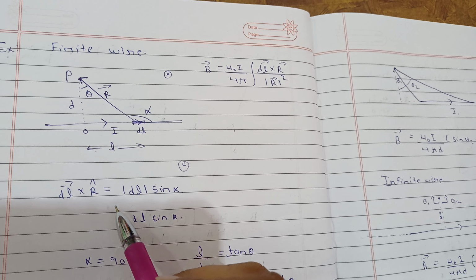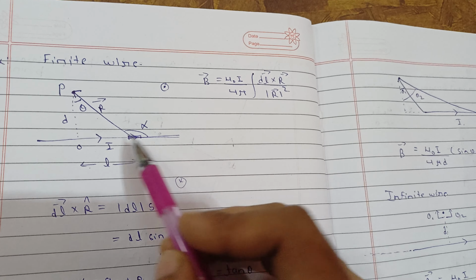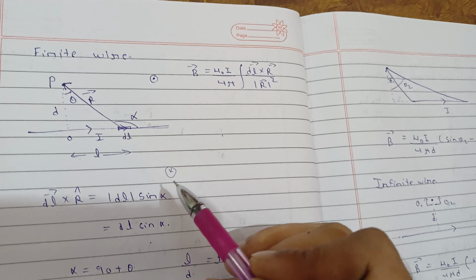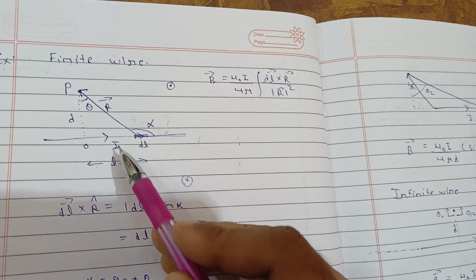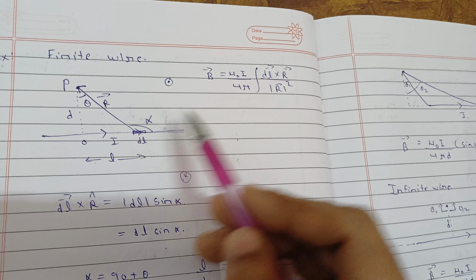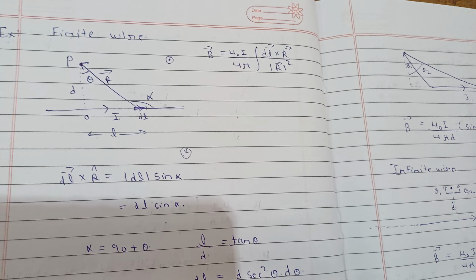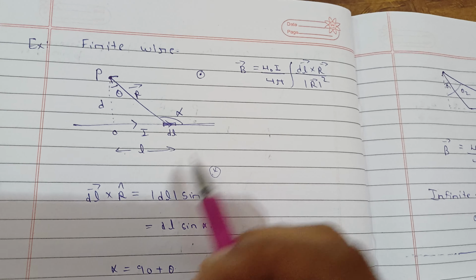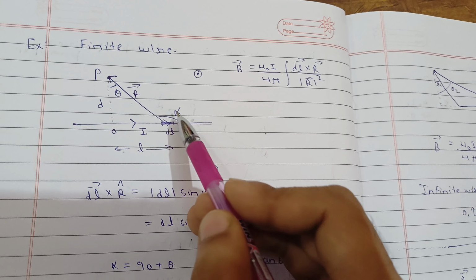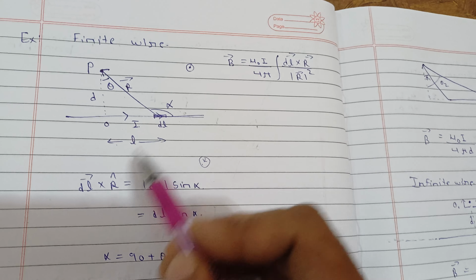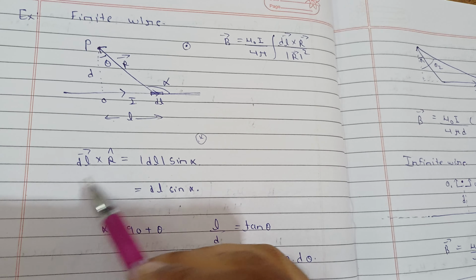So dl cross r is nothing but dl sine alpha, because here the magnetic field is due to this wire, it will be going upward here and going downward here, something like this from the right hand screw rule. So the dl element is here, so they will be perpendicular, so the angle between them will be 90. Forget the 90, here you need the angle between dl and r. So dl is going in this direction, r is here, so the angle is alpha, so it will be dl sine alpha, and r cap is the unit vector, so its magnitude will be 1. So dl sine alpha is your dl cross r.